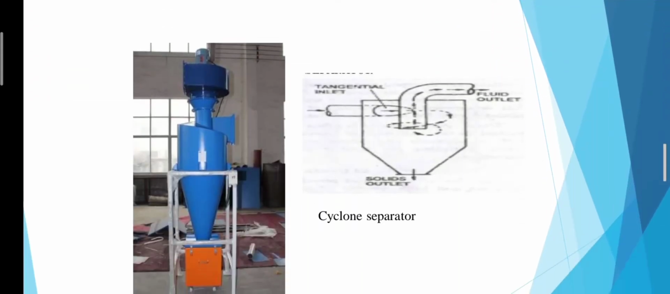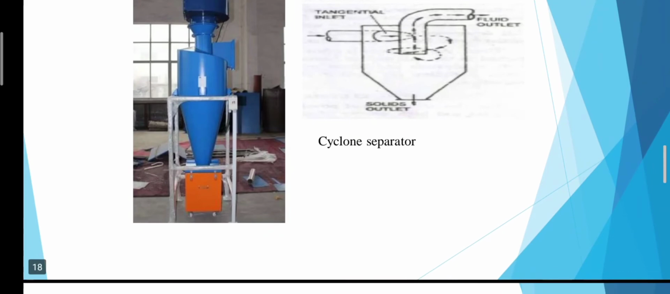Let's see the diagram of the cyclone separator. The solid outlet means the coarse powder goes downward. In the upper part, the fluid outlet means the fine powder. On this side is the tangential inlet, where we put our material and air, hot air. Here is the original diagram. A cyclone separator looks like this.